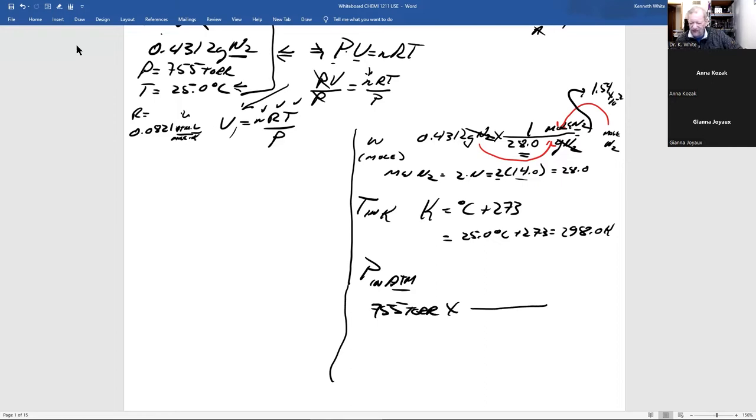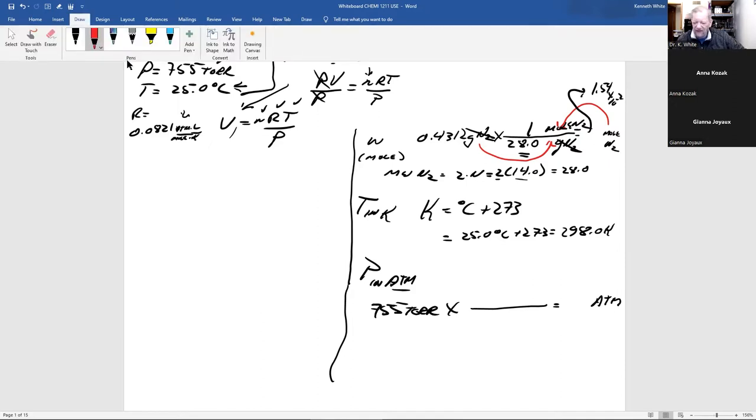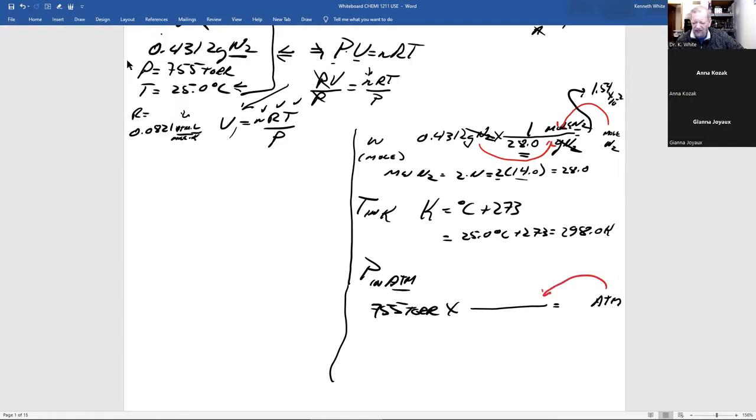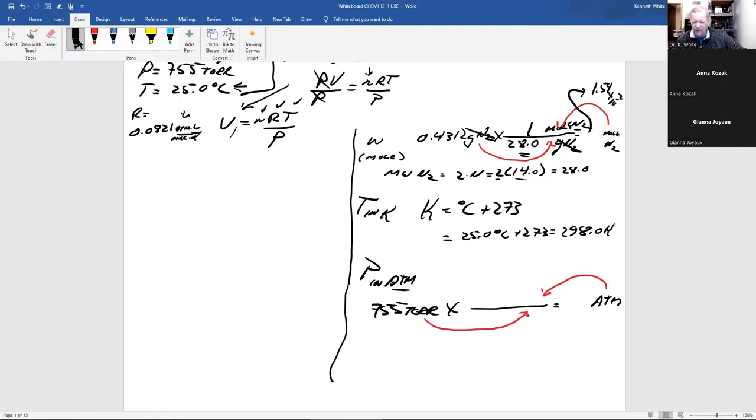We want to get to atmospheres. And it's time to use your good buddy, your good friend, unit analysis. Whatever we're trying to get to goes on top of this ratio. Whatever we're trying to get rid of goes underneath. I'll write those units in.